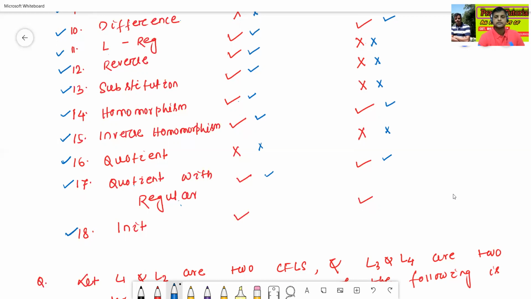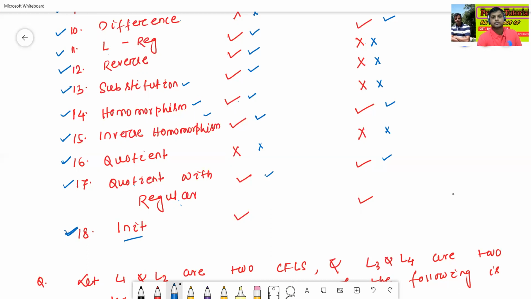Next, the last operation is the init operation, or initial operation. We have already discussed the initial operation in the regular language classes, in the closure properties of regular language. What is the meaning of init? Substitution, homomorphism, inverse homomorphism, quotient with regular: everything we have already discussed in the closure properties of regular language classes. The last one is the init operation.